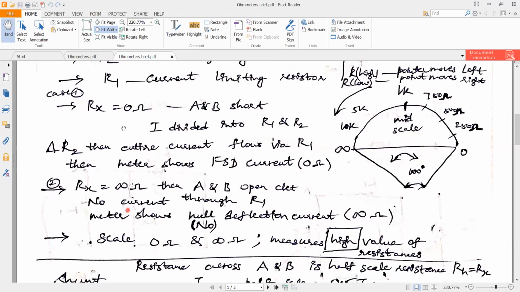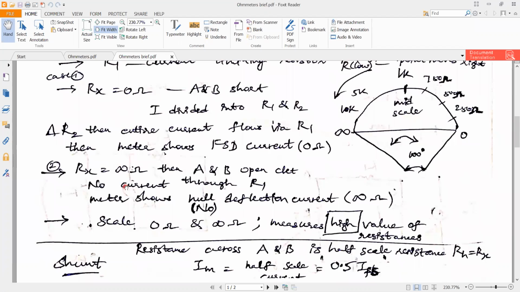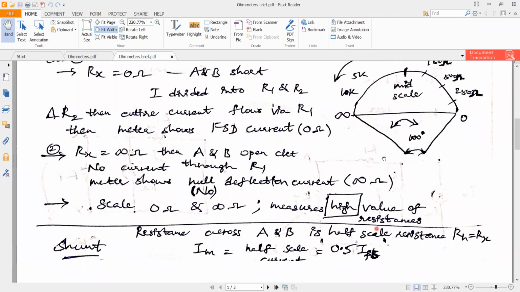That is the resistance Rx is equal to 0 ohms. First case, Rx is equal to infinity. Second case, that is the only working we are going to provide here. Series type ohm meters are basically used for measurement of high resistance. For the measurement of high resistance, we are going to use this series type of ohm meters.